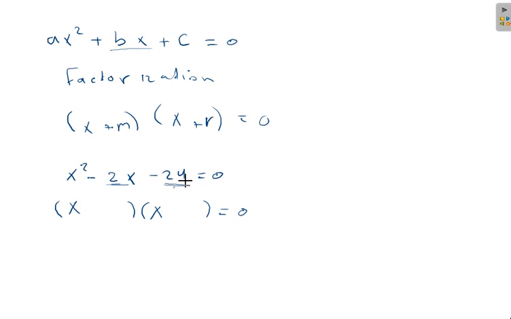24 is 24 multiplied with 1, or 12 multiplied with 2, but it doesn't serve here, and 8 multiplied with 3, or 6 multiplied with 4, because the difference of minus 6 plus 4 equals minus 2, and the product of minus 6 multiplied with 4 equals minus 24. So in this case, this polynomial's roots are minus 4 and 6.